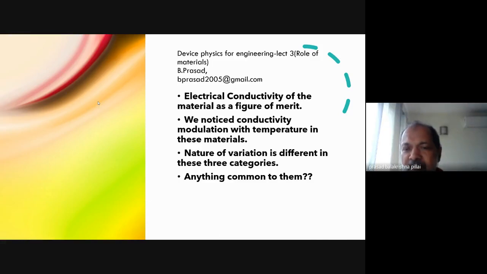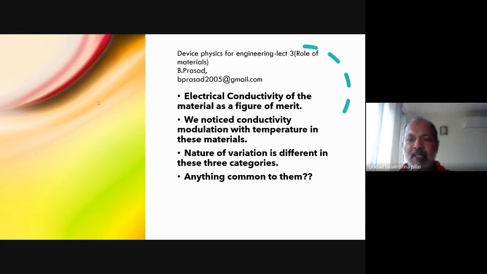So any conductivity variation with the temperature has to be seen in the context of variation in the carrier concentration or mobility with the temperature. We need to keep that in mind. Immediately we are not going into that, but that picture should be there: conductivity depends on two factors, the carrier concentration and the mobility. Any variation with the temperature will be caused by the variation in the carrier concentration and mobility. We will take that up after some time, but that picture should not be forgotten.